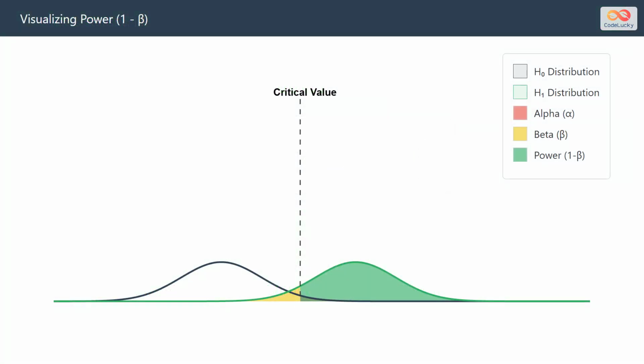Let's look at this visually. Here we have two distributions. The gray curve is the null hypothesis. The green curve is the alternative. The yellow area represents beta, the risk of missing the effect. The green area represents power. Notice that power starts at the critical value and covers the rest of the alternative distribution.